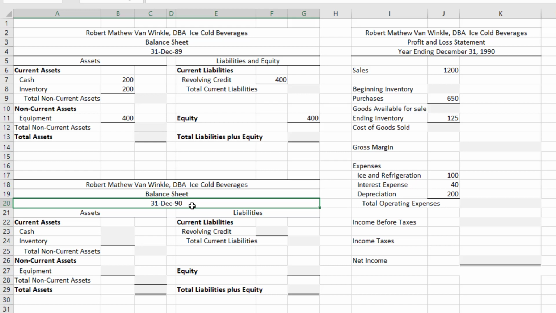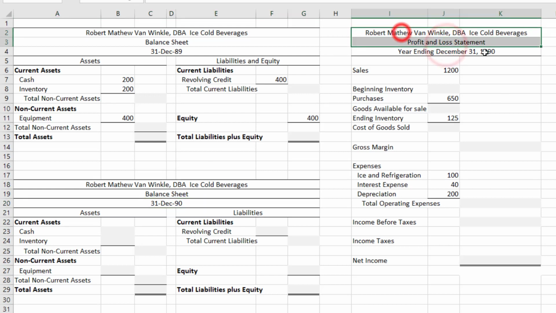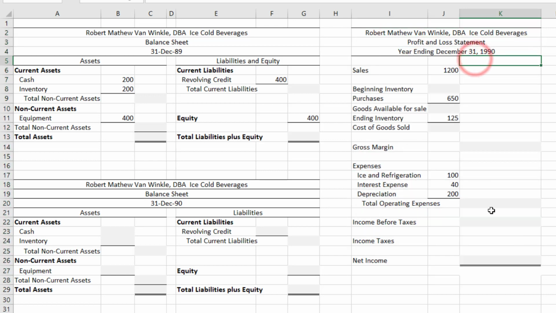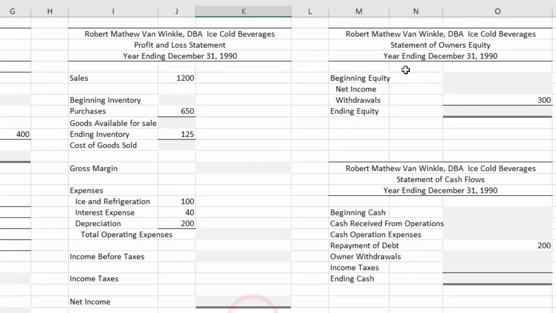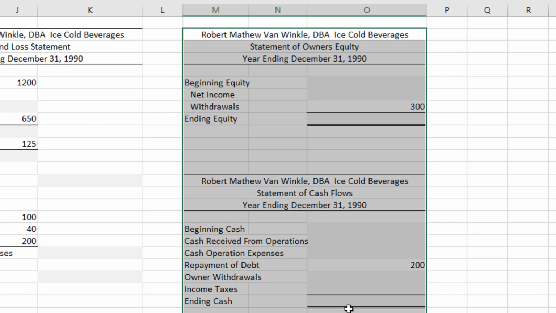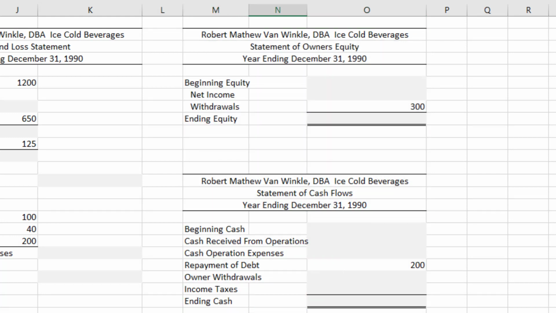We might see these two side by side, where the numbers are side by side. We might see them as two separate documents. There are a lot of ways to set up a beginning and ending balance sheet. We've also got a profit and loss statement for the business, for the year ending December 31st, 1990. And we've got two other documents that we might see as a part of our financial documents. There are many others to include. I'm just including these two to demonstrate them to you, and that is a statement of owner's equity and a statement of cash flows. Again, this is just the tip of the iceberg for what all is out there.